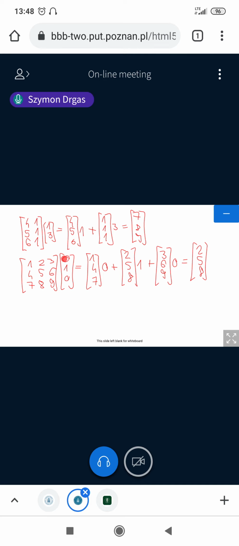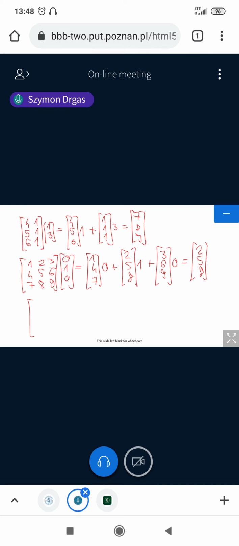So if we have a vector whose components are zeros except one, which is 1, then it is like extracting a certain column from this matrix. If we have only one non-zero element and its value is 1, then we will extract the second column from this matrix.